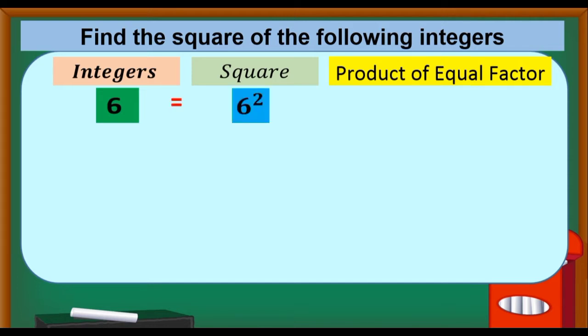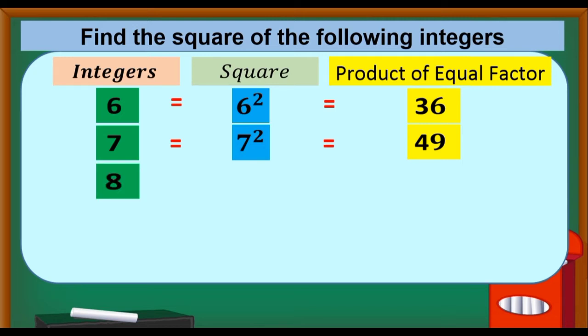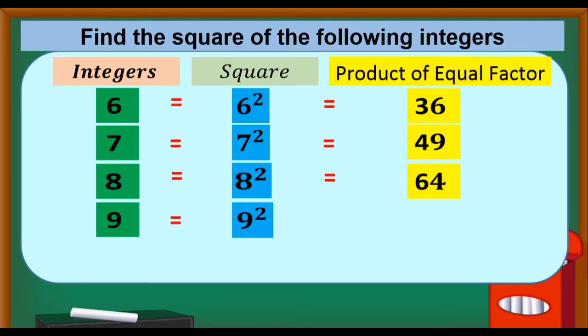So, ang 6 natin, 6 squared. At ang 6 squared is 6 times 6, that is 36. 7, so that is 7 squared. And 7 times 7 is 49. Then 8. 8 squared is 8 times 8, which is 64. 9, so 9 squared. At ang 9 squared natin is 9 times 9 is 81.